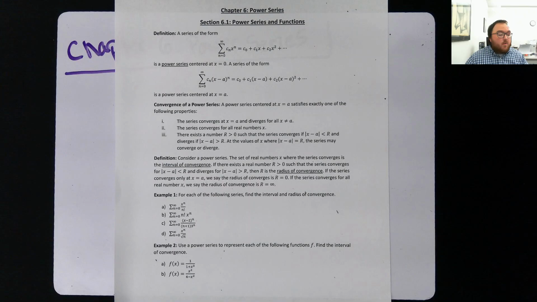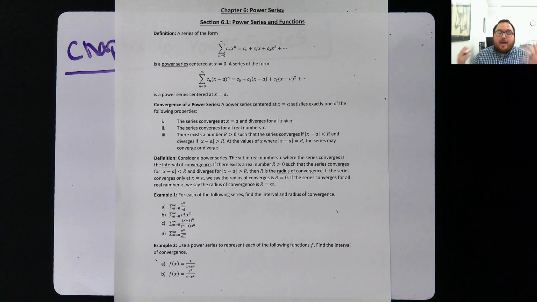If the series converges only at x being equal to a, we say the radius of convergence is r equal to 0. If the series converges for all x, which will happen, we say that the radius is equal to infinity, just because it's a big range of things. So let me show you what I mean.